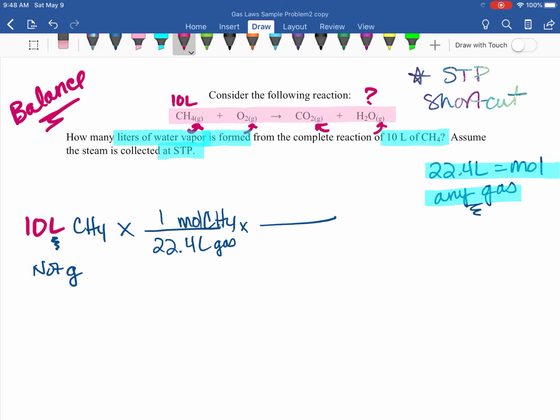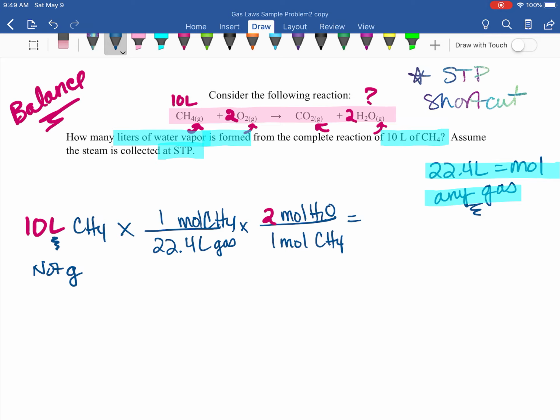Balance. So let's double check our balance. We've got 1 carbon, 4 hydrogens, so I needed 2 there. And then we needed 2 there. Okay. So, right, we've got 4 oxygens. Yep, we're good. All right, so now let's put in our mole ratio. We've got 1 mole of methane for every 2 moles of water. So now how many moles of water are we going to end up with? Let's just pause and solve that one.